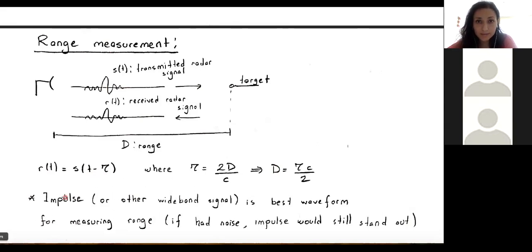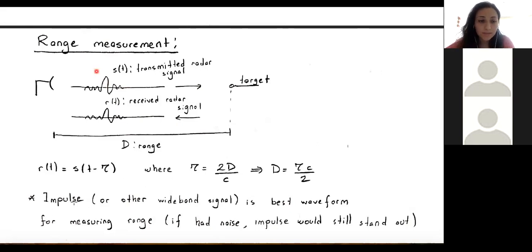So the impulse signal or very peaky waveforms are the best waveforms for measuring the range information. Because if there is noise, there will always be noise on top of our radar measurement, due to clutter coming from the environment, many other effects, many other unwanted signals received from the environment. There will be noise, but if we have an impulse or very peaky signal as the radar signal, we will still identify the peak point, and we will be able to identify the delay amount easily.